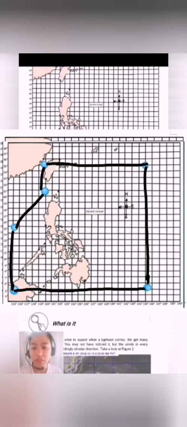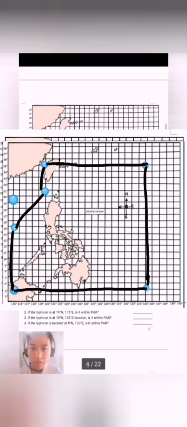Next, number 2, if the typhoon is at 19 degrees to the north to 115 degrees to the east, is it within the PAR? So locate the typhoon at 19 degrees to the north to 115 degrees to the east. Is it within the PAR? Very good. It is not within the PAR, so the answer is no.